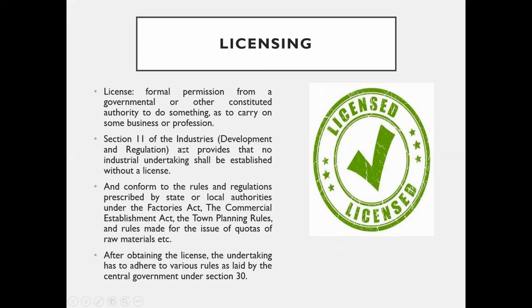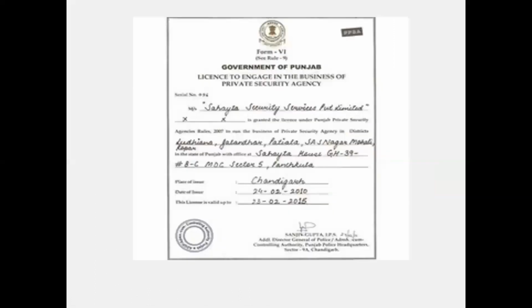Next, Section 11 of the Industries Development and Regulation Act provides that no industrial undertaking shall be established without a license and must conform to the rules and regulations prescribed by the state or local authorities under the Factories Act, the Commercial Establishment Act, the town planning rules, and the rules made for the issue of quotas of raw materials, etc. After obtaining the license, the undertaking has to adhere to various rules laid down by the central government under Section 30.